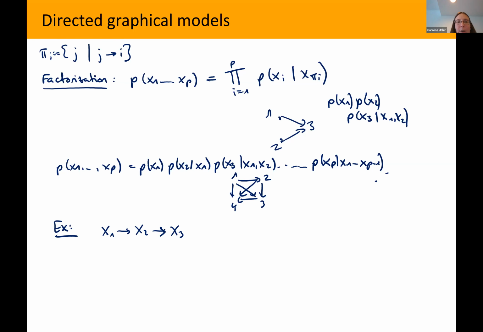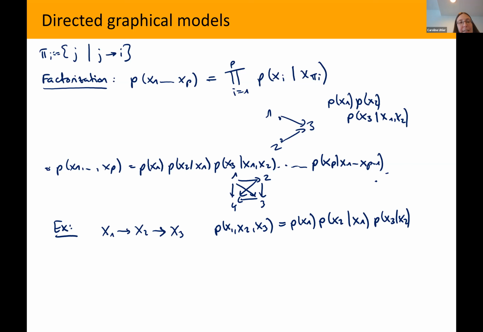So let me write out the distribution by this definition of factorization. I have x1, x2, x3. What is the distribution? Just by this formula, it is P of x1, which has no parents, then comes x2 given x1, and then comes x3 given x2. It's always the node given its parents.